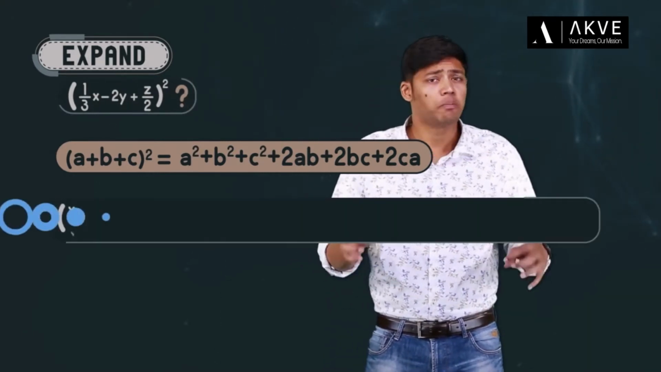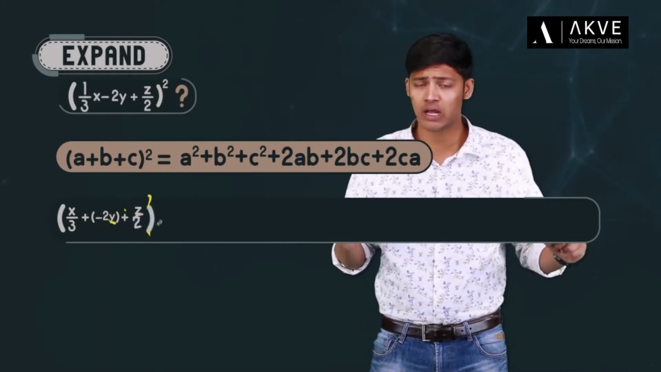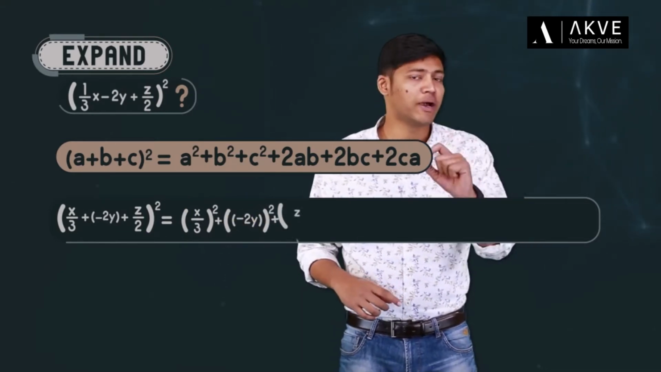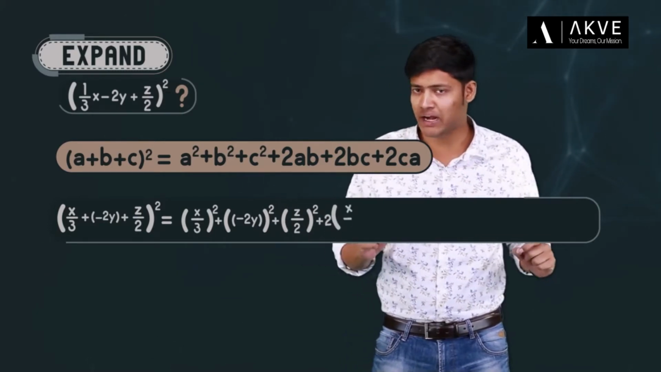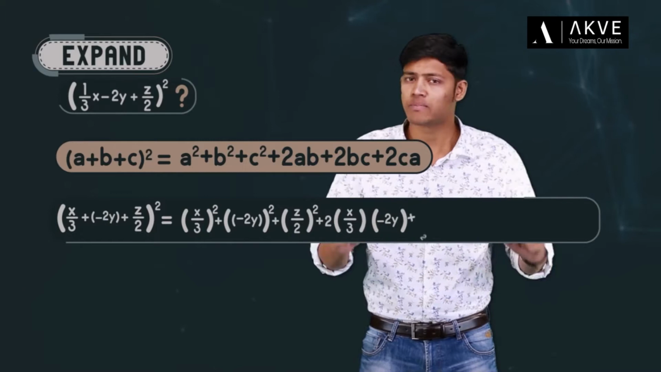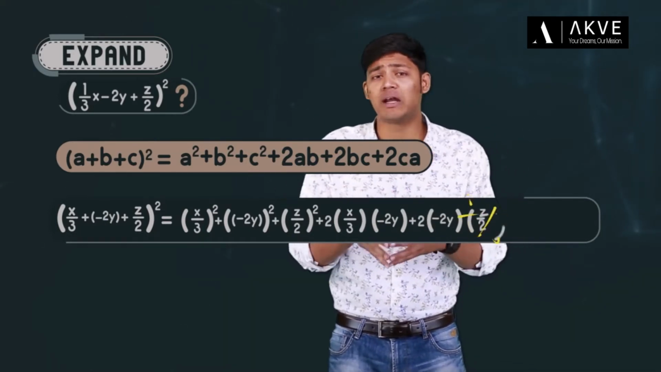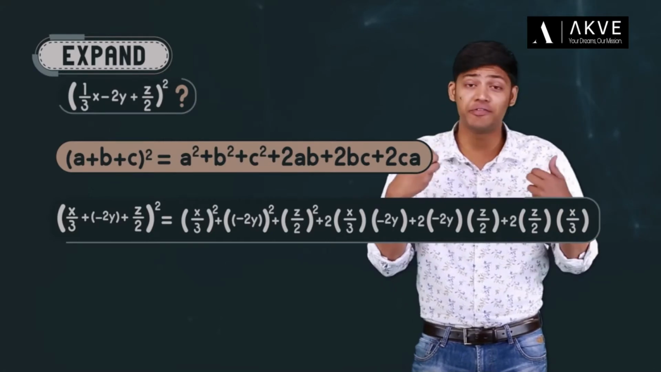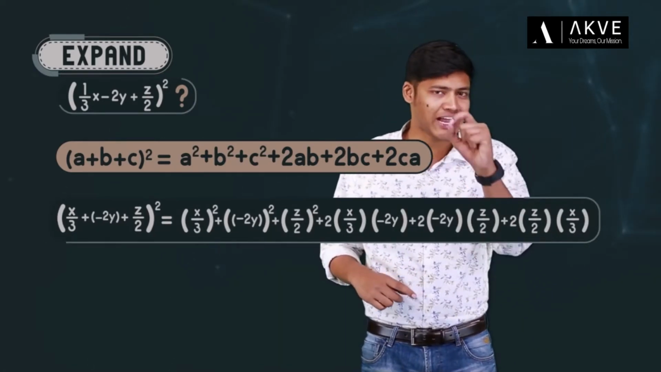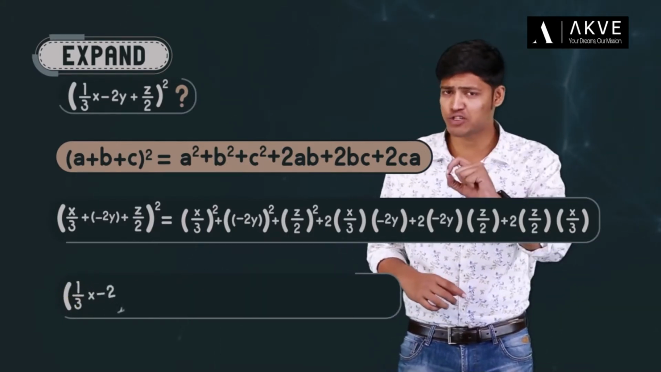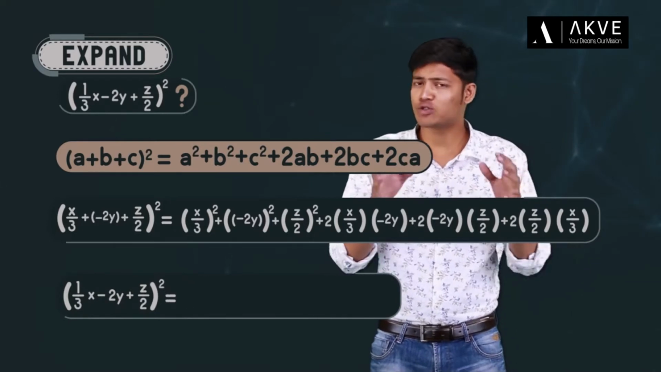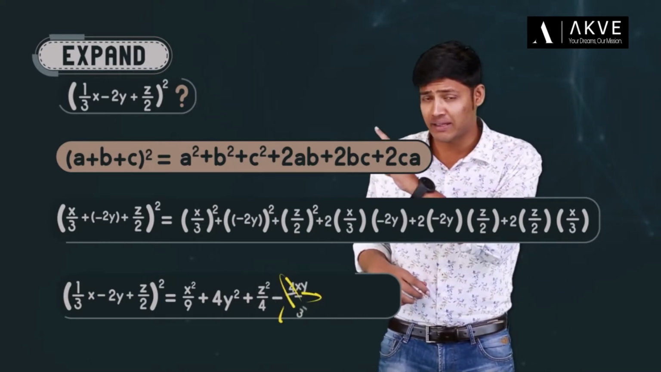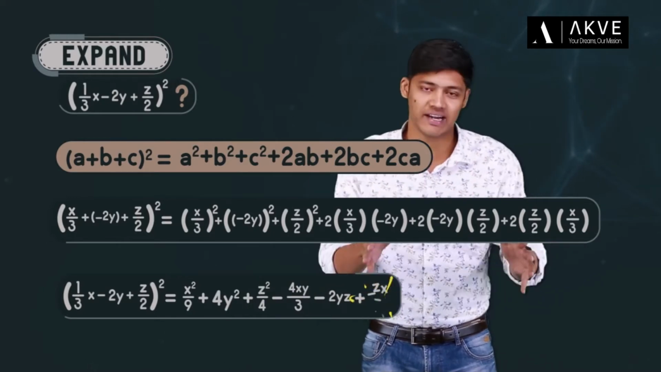So (x/3 + (−2y) + z/2) whole squared will be equal to (x/3) whole squared plus (−2y) whole squared plus (z/2) whole squared plus 2 multiplied by x/3 multiplied by −2y plus 2 multiplied by −2y multiplied by z/2 plus 2 multiplied by z/2 multiplied by x/3. If we further simplify this expression, we finally get the expansion as x squared/9 plus 4y squared plus z squared/4 minus 4xy/3 minus 2yz plus zx/3.